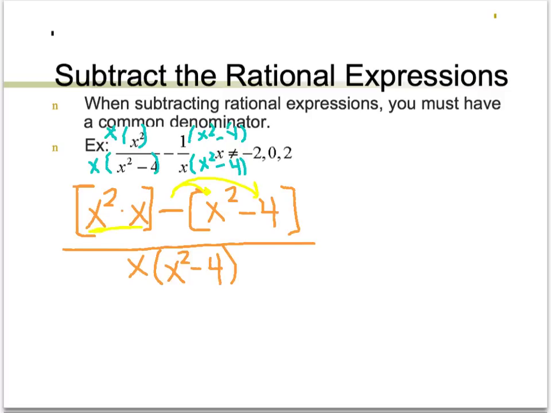So remember, we have to apply this negative to both of those things when we're combining like terms. Well, this term right here gives me x cubed. Then I have minus x squared and a positive 4. None of those terms would combine, all over x times x squared minus 4. My next step would generally be to see if this trinomial would factor, but it will not. So this then would be my final answer.